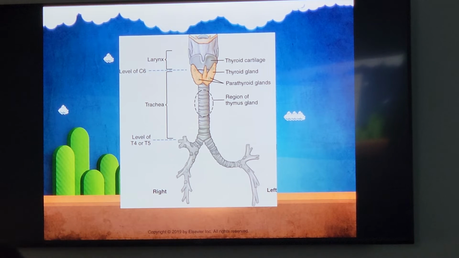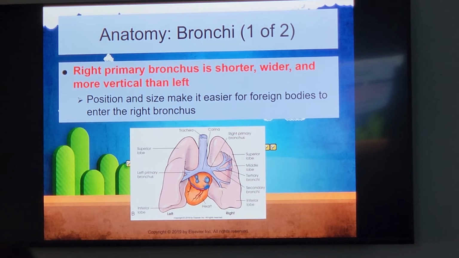All right, so we're going to look at the bronchus in more detail. The right primary bronchus, as someone observed, is shorter, wider, and more vertical than the left. And this is very important because, since the right primary bronchus is shorter, it makes it easier for foreign bodies to enter the right bronchus, and therefore a lot of infections you'll find in the right lung.